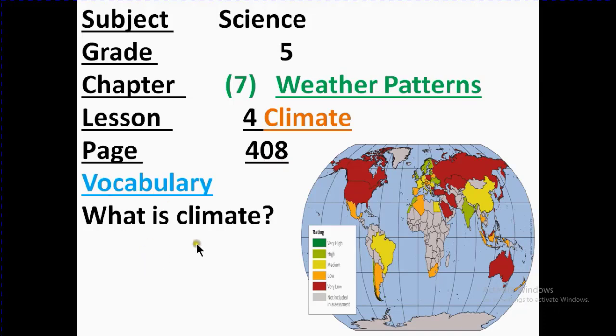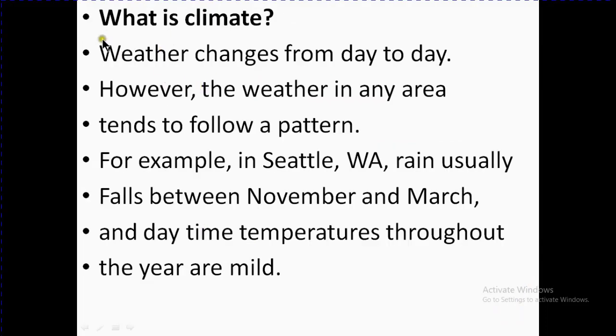Vocabulary: what is climate? Today we're going to discuss the climate of the earth. So let's start. The question is, what is climate? We know very well that weather changes from day to day. Every day, even on your mobile, you can see the difference in temperature, so it means the weather outside is going to change. However, the weather in any area tends to follow a pattern.